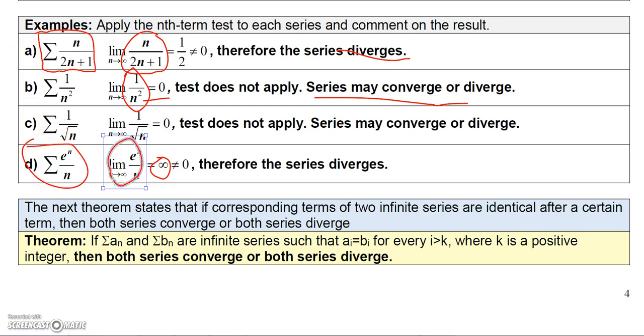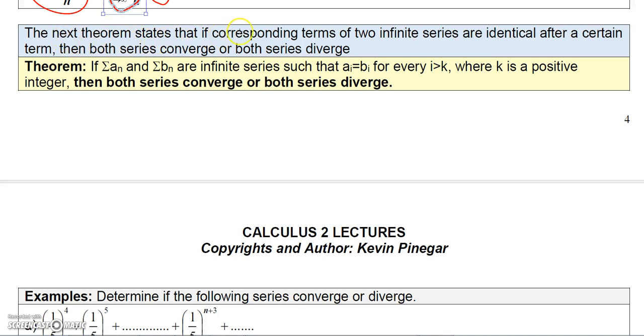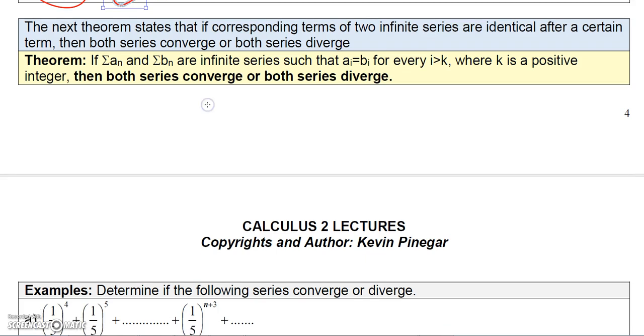The next theorem simply states that if the corresponding terms of two infinite series are identical after a certain term, then both series either both converge or both diverge. So what one series does, the other one does. So if the series a sub n and the series b sub n are infinite series such that a sub i equals b sub i for all i greater than some number k, where k is a positive integer, then both series either converge or both series diverge.